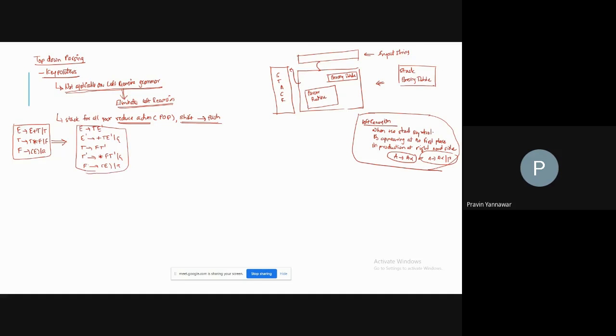So this is the grammar, right? And this is by elimination of the left recursion. So this grammar you are going to go further. Let me give you the production numbers. This is 1, this is 2, this is 3, this is 4, this is 5.